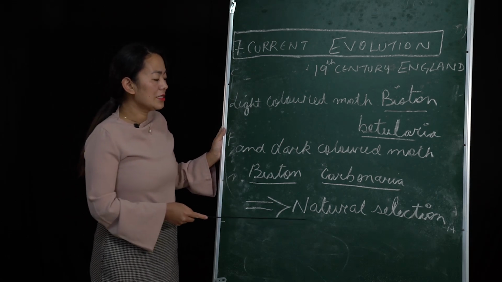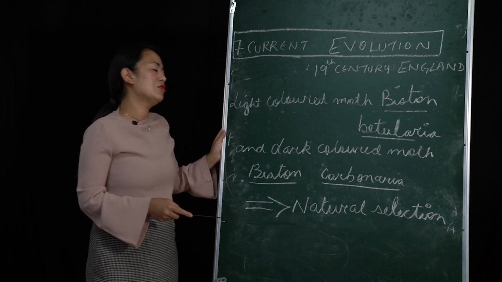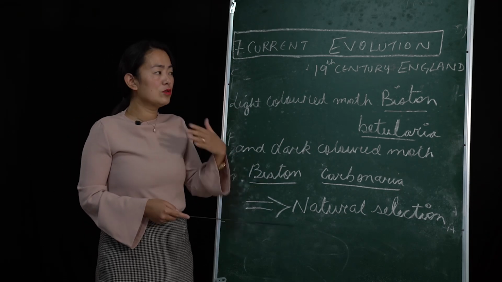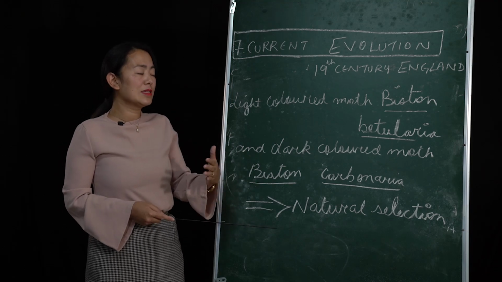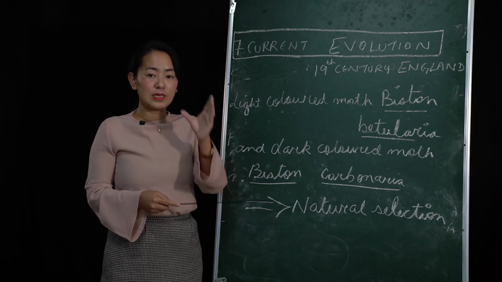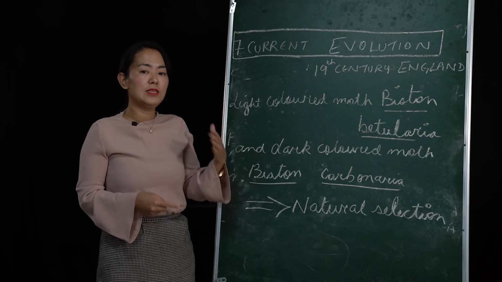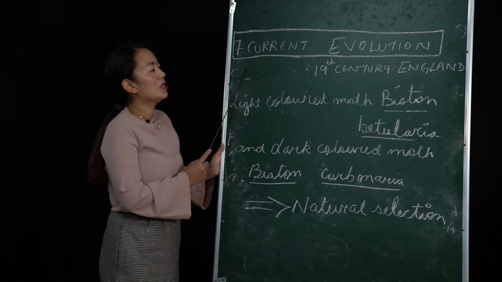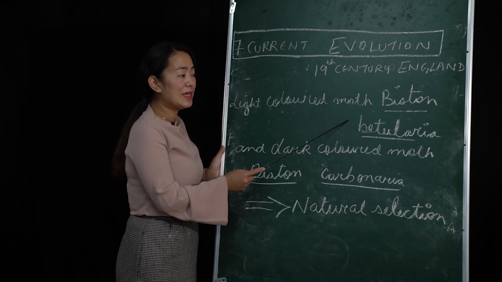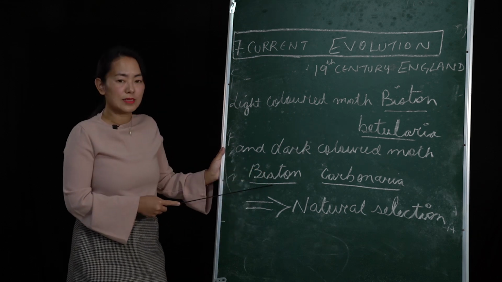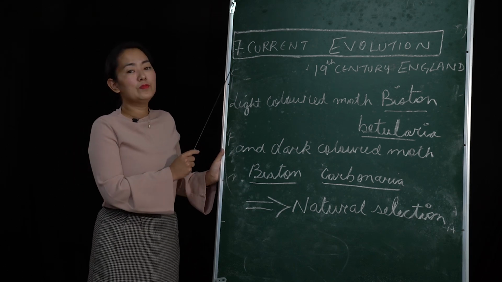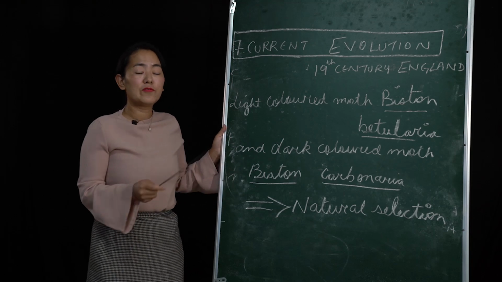Remember that. This is very important because you talk about natural selection all the time. Natural selection is the selection which is done by nature itself. You don't need to do it. Every living organism, every plant, is selected by nature according to the suitability of the particular environment and the particular conditions, which also helps in evolution. Remember that. This comes under the current evolution, which shows Biston betularia became less in population as compared to Biston carbonaria.